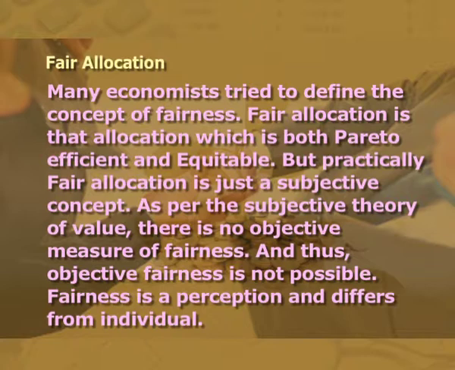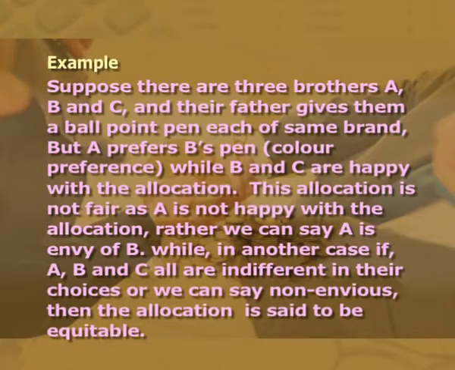But practically, fair allocation is just a subjective concept. As per the subjective theory of value, there is no objective measure of fairness and thus objective fairness is not possible. Fairness is a perception and differs from individual to individual. What is most preferred by one individual may not be preferred by another and vice versa. Let us take an example. Suppose there are 3 brothers A, B and C and their father gives them a ballpoint pen each of the same brand, but A prefers B's pen due to color preference, while B and C are happy with their allocations.